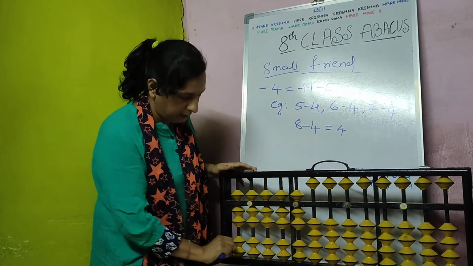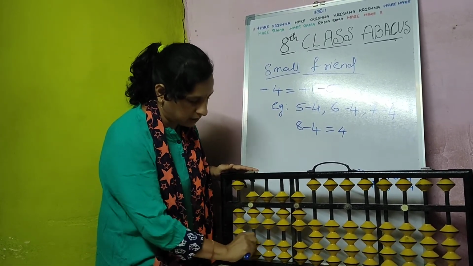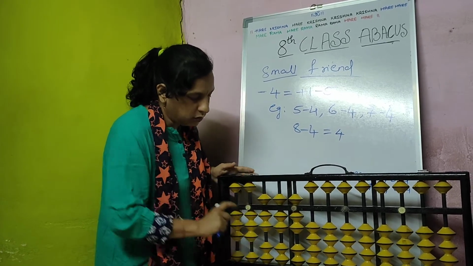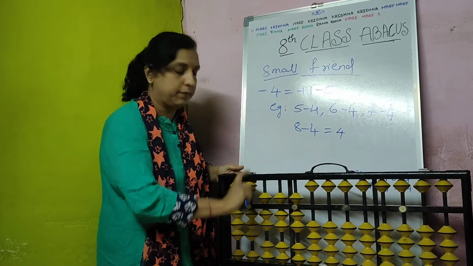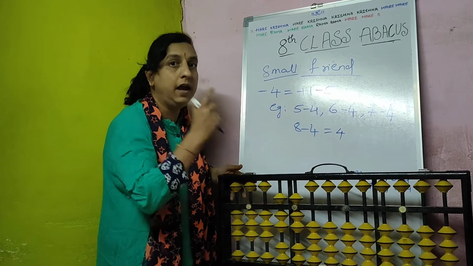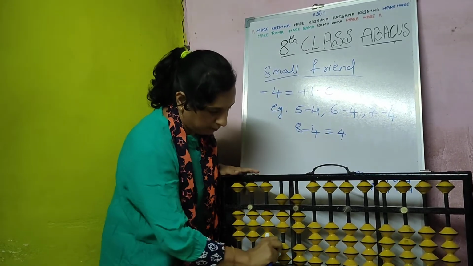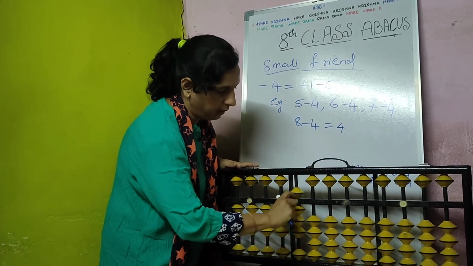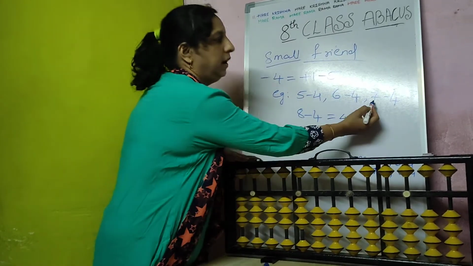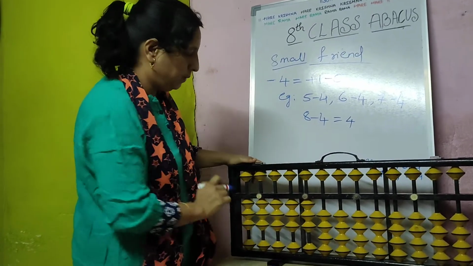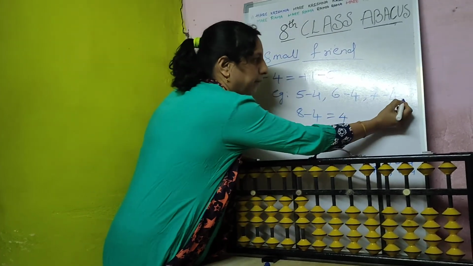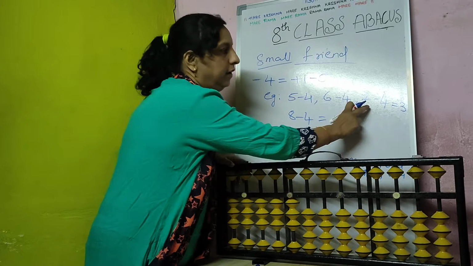So like this, plus 1 minus 5. What are you doing here? By doing plus 1 minus 5, you are doing minus 4. So 7 laddus are there. If I eat 4 laddus, 3 laddus will remain here. This is 3. The answer is 3 for this.